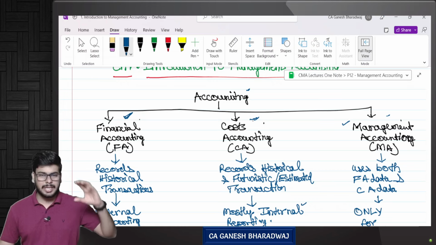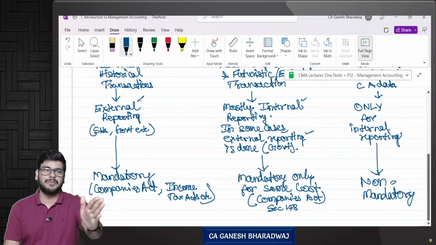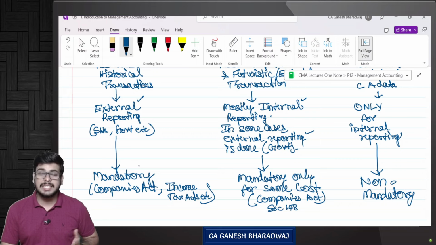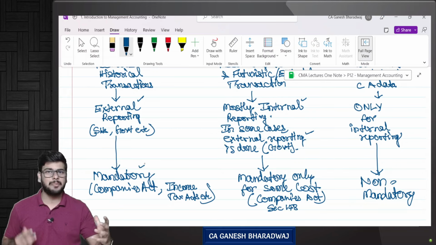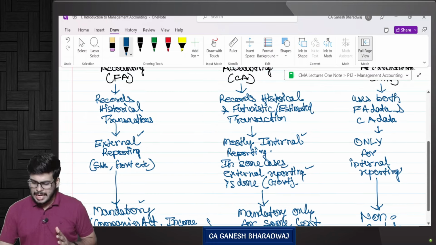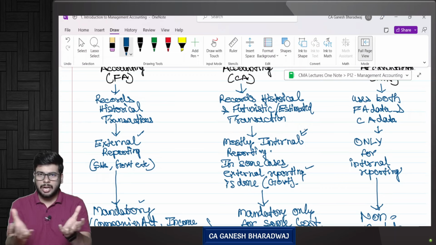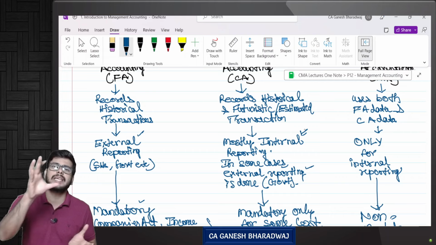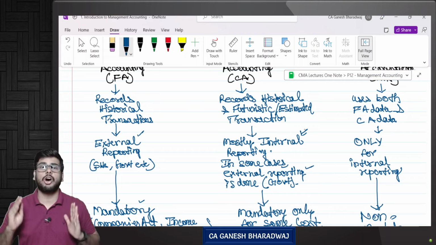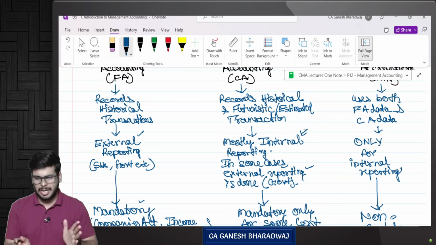Clear? And of course, in case of financial accounting, it's done only for external reporting. That is the objective for you, to prepare the accounts and report it to the outsiders of the company, since it is mandatorily required under the Companies Act, Income Tax Act and other legislations. Whereas cost accounting is mostly meant for internal reporting. Internal reporting means the accountants will prepare the costing records and report only to the top boss of the company. Top boss is whom? The managing director. Clear? That's all. Only for internal purpose.